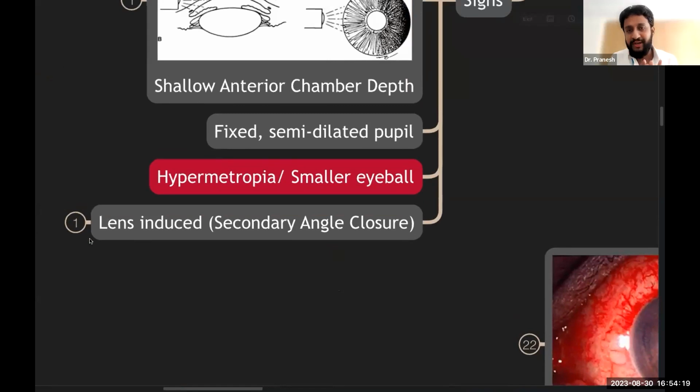And most of those patients, when they come with a primary angle closure glaucoma, an angle closure attack, they may have a smaller eyeball. They can have hypermetropia because of the smaller eyeball, crowded anterior chamber, there's a risk of angle closure.